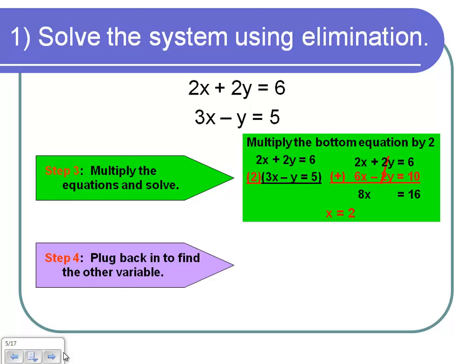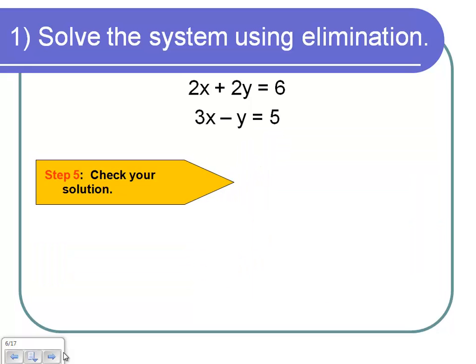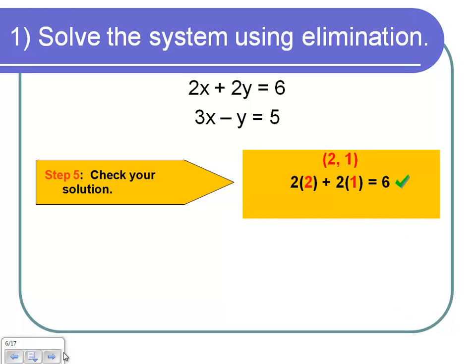Plug back in to find the other variable. And y equals 1. So the solution to this set of equations is 2, 1. Check our solution. I would like you to continue. I don't care for this way of checking, so I want you to go through and multiply and show that both sides equal each other. Do not stop here.